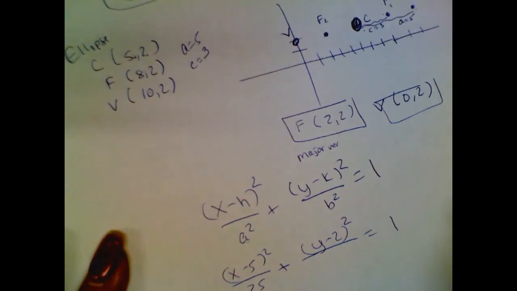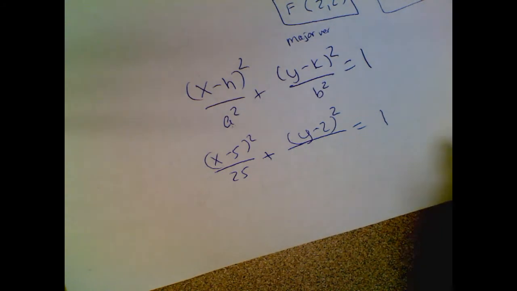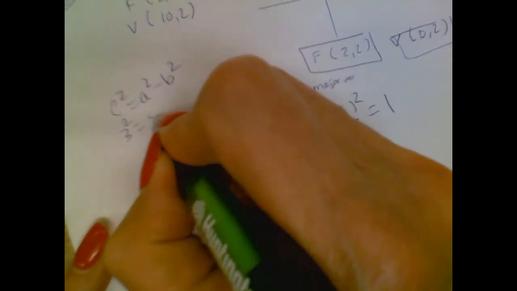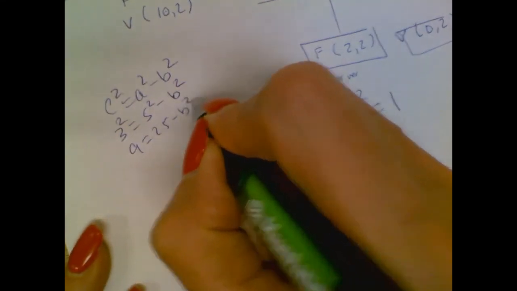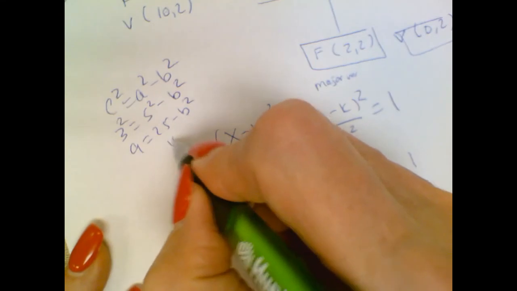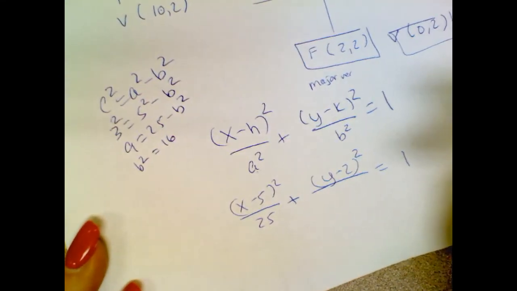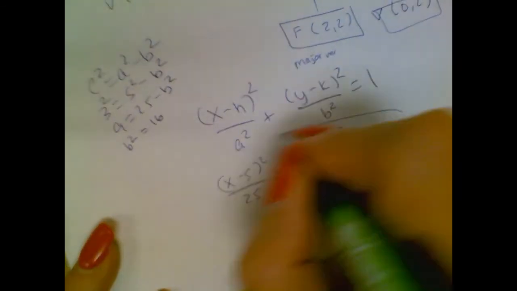The only thing I don't know is B squared. So how can I find B squared if I know A is 5 and C is 3? You do your foci formula. So C is 3, A is 5, so this is 9 and 25. What's B squared? I'm going to subtract 9 over here and add B squared over here. So B squared is 16. I don't even need to know that B is 4. I need B squared is 16 to write my equation.